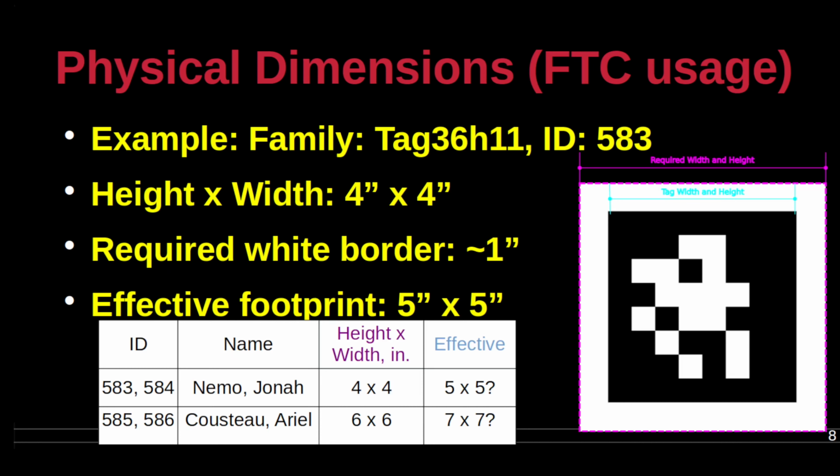Similarly, for the 6 inches by 6 inches tags, the effective dimension with the border is slightly more than 7 inches by 7 inches. In addition to the identifier, the tags have been assigned a name, perhaps for easier reference.